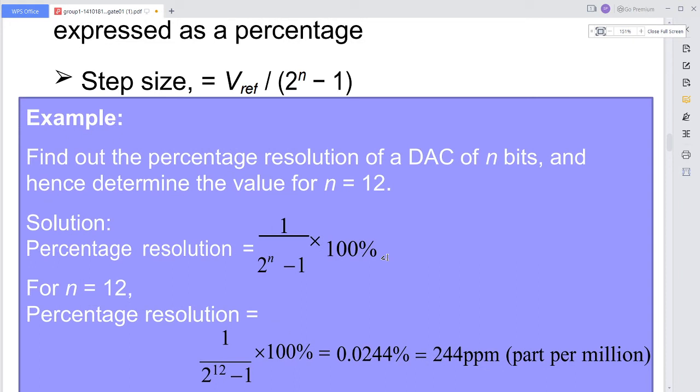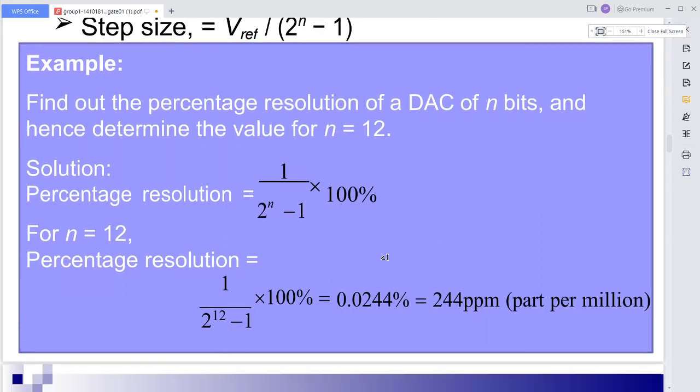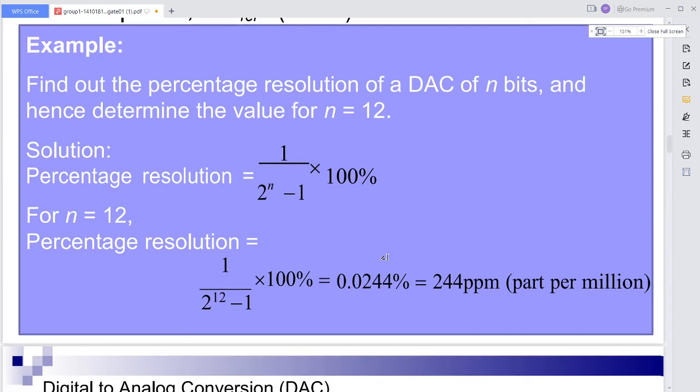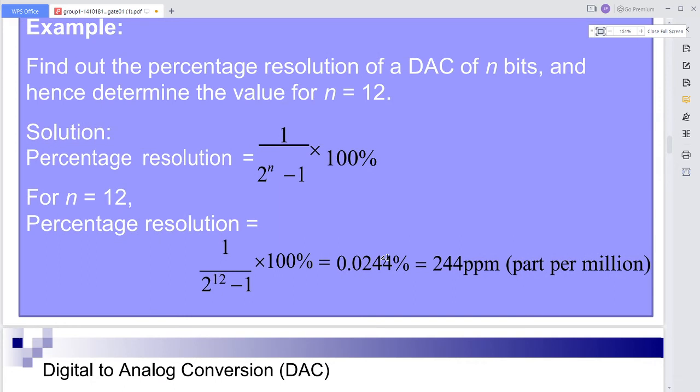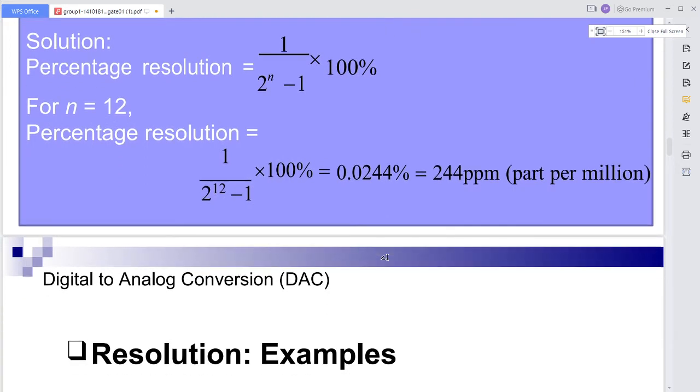Example: find out the percentage resolution of a digital to analog converter of n bits, and hence determine the value for n equal to 2. They have given n equal to 2, then we have to calculate the percentage resolution. So the percentage resolution formula we have is 1 by 2 power of n minus 1, into 100. And here we can have n equal to 12, and so we can have the value like this.